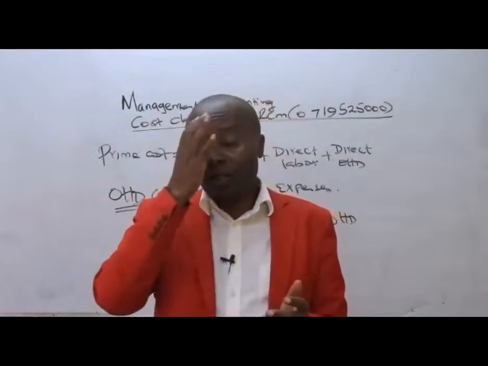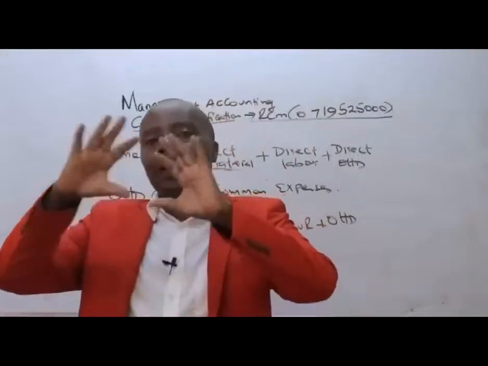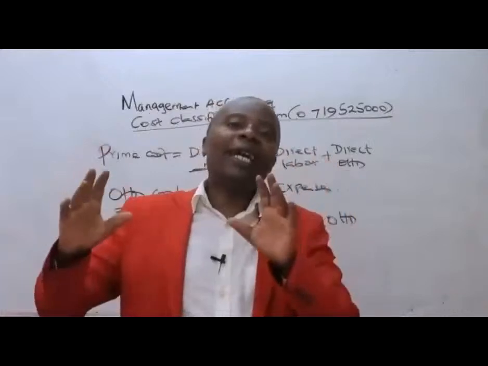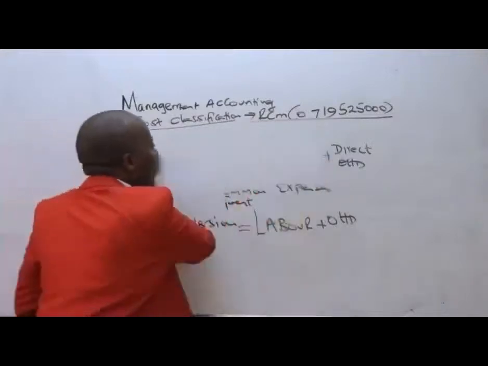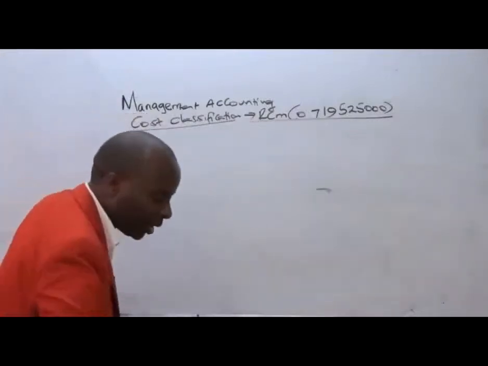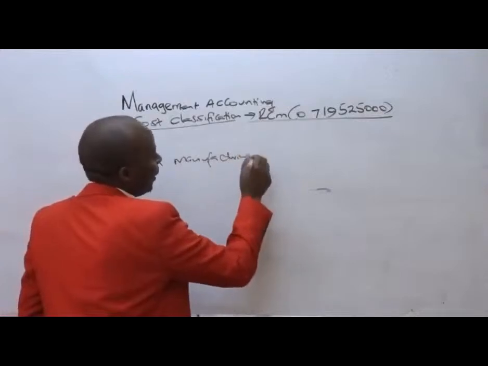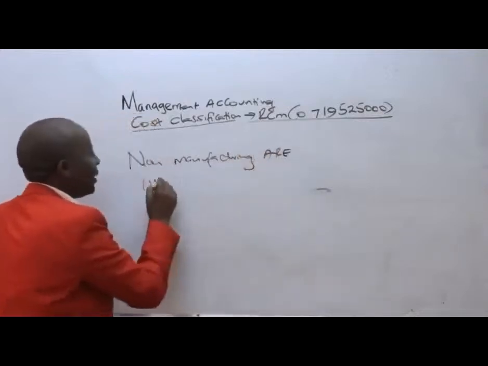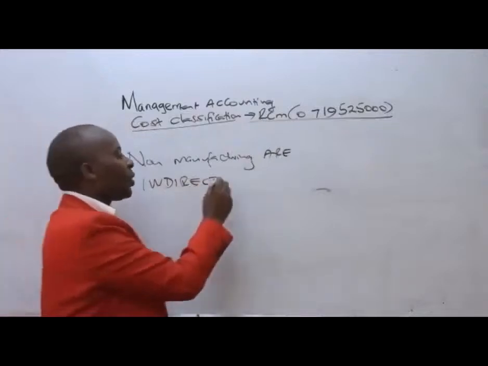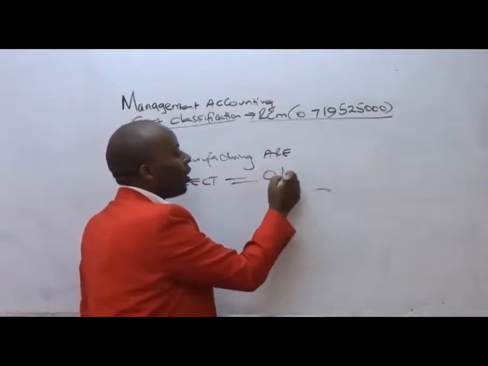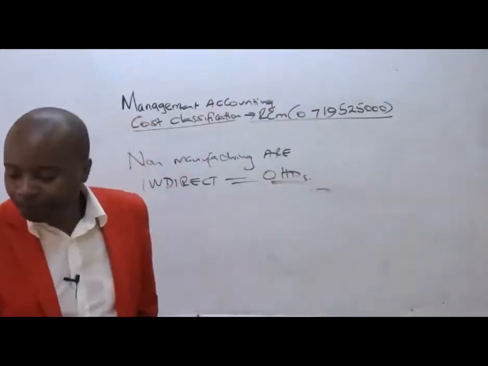And if you have been given, although rare, direct overheads will also constitute what we call manufacturing cost. Outside the manufacturing cost, we shall be having what we call the non-manufacturing costs, which are basically indirect. Non-manufacturing costs are indirect. Why? They are not directly attributable to production. And in most cases, these non-manufacturing costs are the ones we call overheads. They're the common expenses.